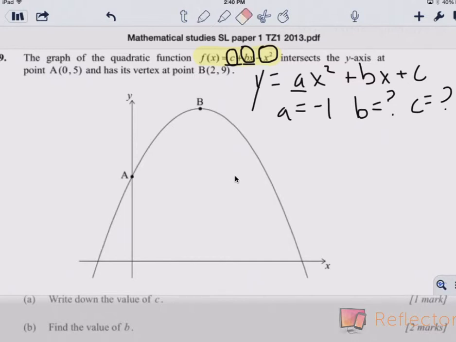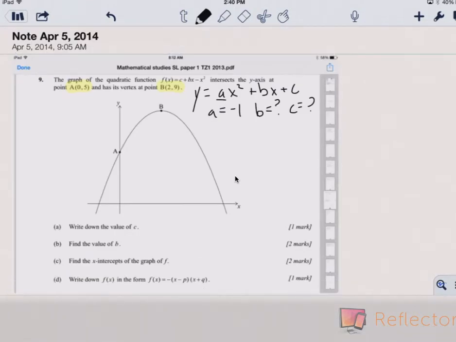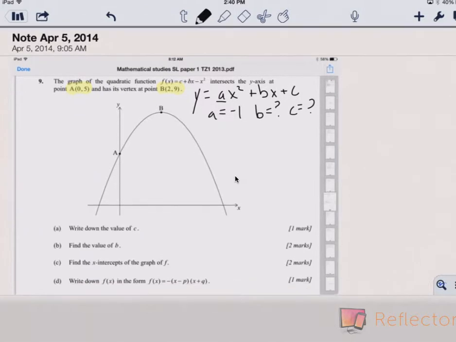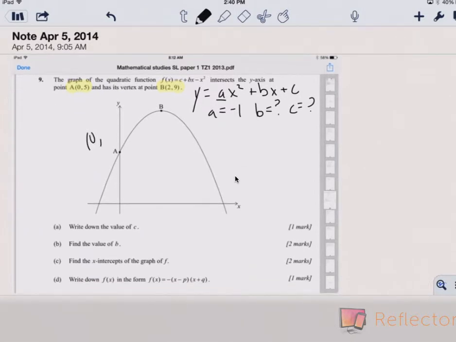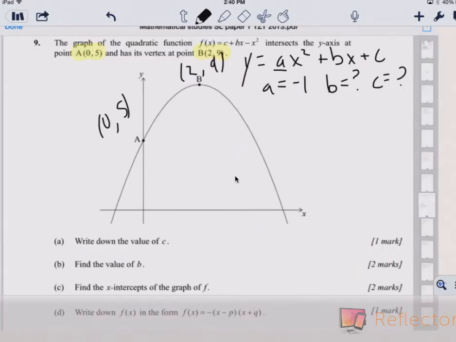The other thing that we want to do is take a look at the other information given about the points. Now we're told that A, this point here, is at (0, 5), and also B is at (2, 9). That's important to label and think about.